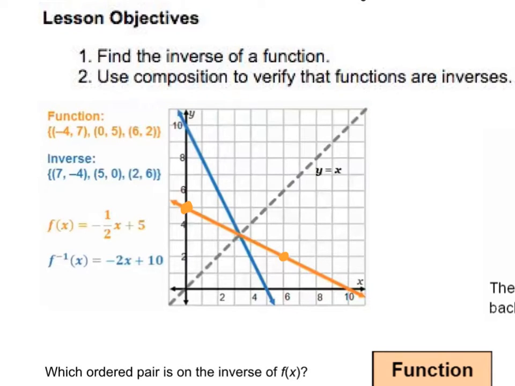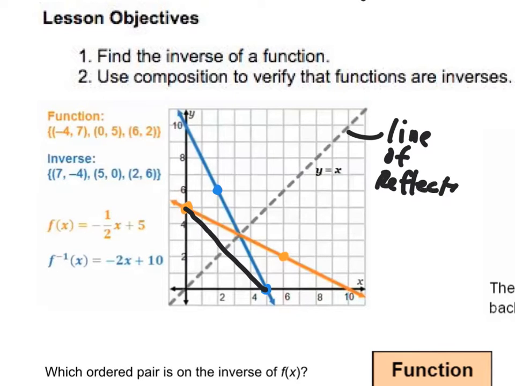Now, on the inverse function, the x and y values have been switched. So instead, you've got the point 7, -4. You've got the point 5, 0 on that graph, and then you've got the point 2, 6. What I notice especially is that they are reflected over the line y equals x. This is a line of reflection, and the same thing over here.